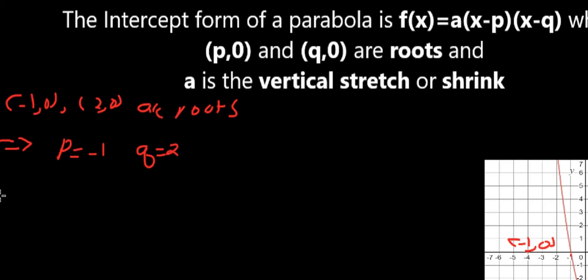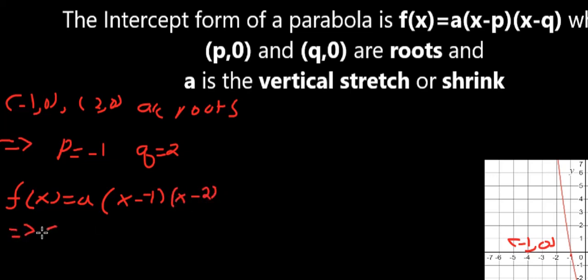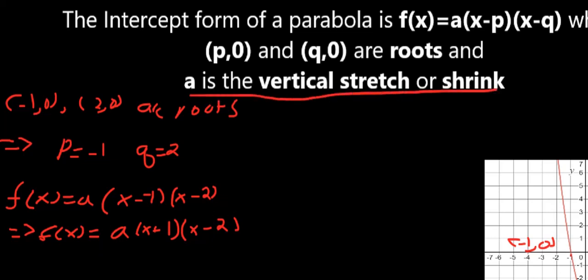If I plug these into my equation, I'll get f of x is equal to a times x minus -1 times x minus 2, which will simplify to f of x equals a times x plus 1 times x minus 2. Now I need to figure out a, which is the vertical stretch or shrink. Here it's a little bit hard to tell, so I'm going to do algebra instead. So I see there's this point 0, -4 here, which is a really easy point to plug in, so I'm going to plug that into here.